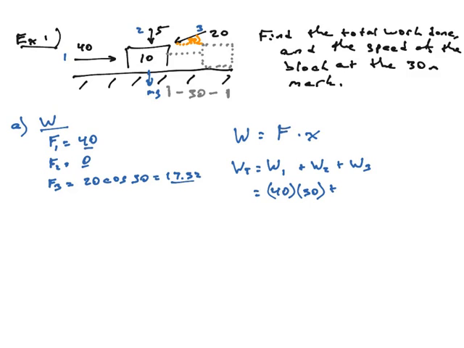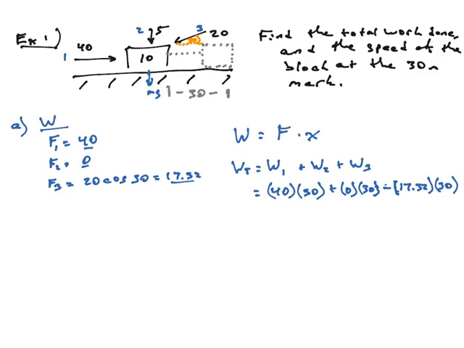Next, work 2. I need F2, which is 0, times X, which is 30. And in work 3, F is 17.32, times the distance is 30. But notice for force 3, the distance is to the right, but my force is to the left. So this guy is going to be negative. So this work is a negative work. Again, he's negative because the force and the distance are opposite to each other.